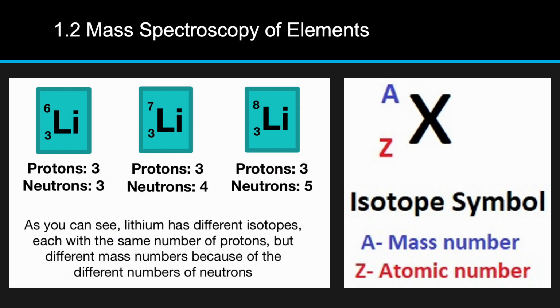Right, so recapping what I said on the previous slide, over here on the right is what's called isotope notation or an isotope symbol. So the X is going to represent the symbol that you can find in the periodic table. So for example, lithium, its symbol would be Li. A would represent the mass number, which is the number of protons and neutrons in that isotope. And then Z would be your atomic number, which is the number of protons.